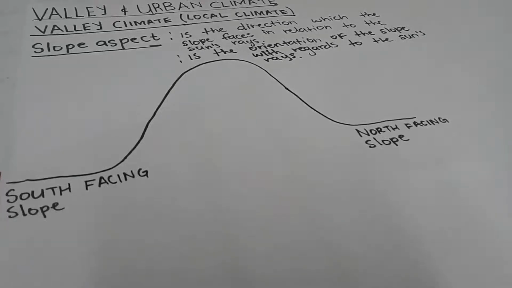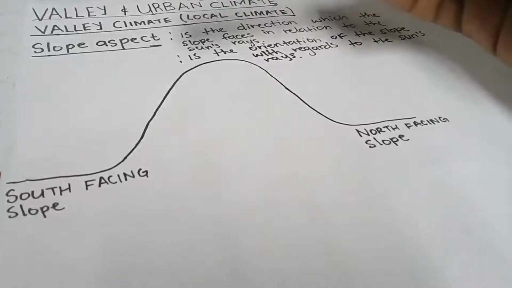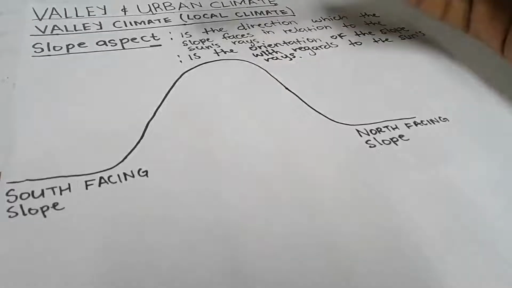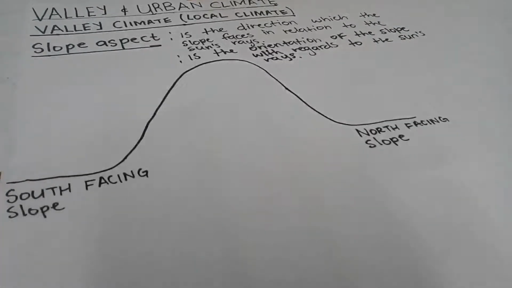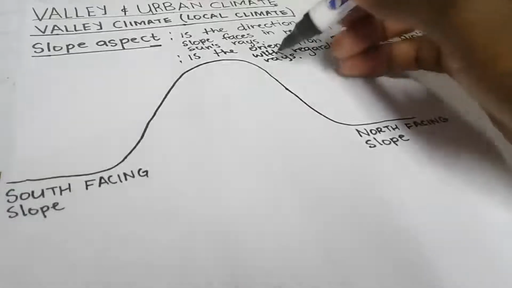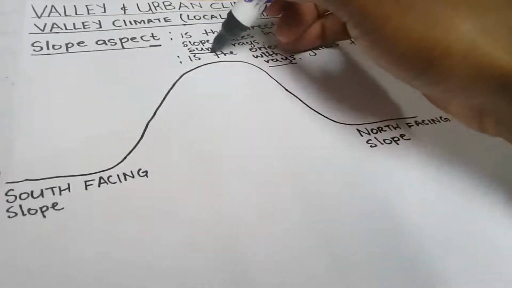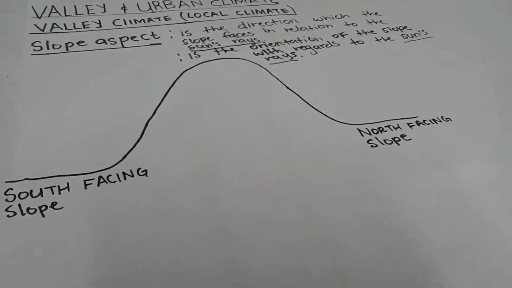This means that when we're talking about slope aspect, we're looking more at the sun's rays, which slope is getting more sun's rays from the sun. That is the slope aspect. So the very important thing in these definitions, when we're talking about slope aspect, is that we're talking about sun's rays.